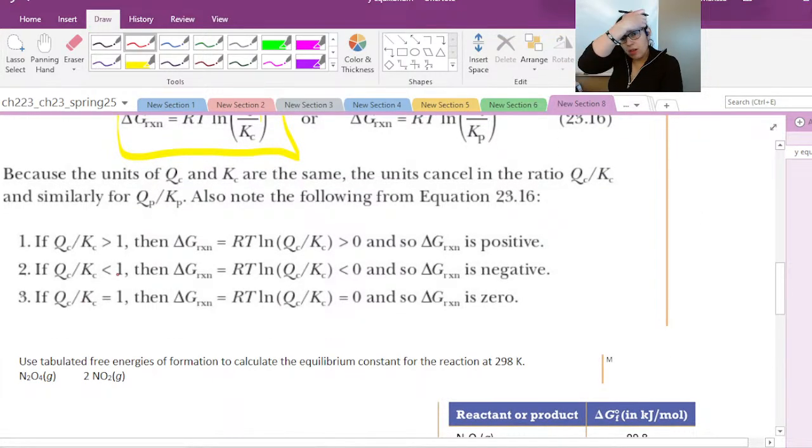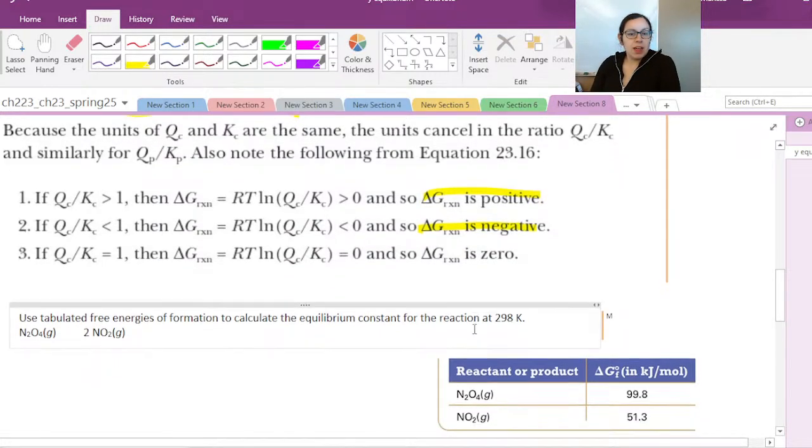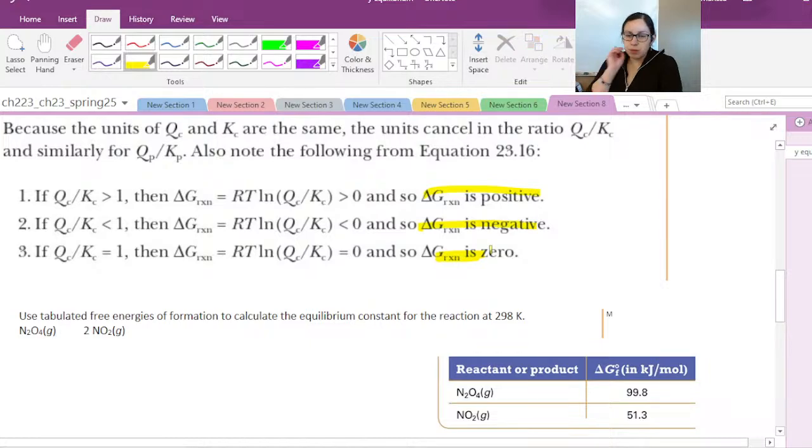And so then what we expect, again, if our Q is greater than our Kc, so it's greater than 1, then this value should be positive, saying that it's not spontaneous in the forward direction. And if it's less than, then we expect our delta G to be negative, again saying that it is spontaneous in the forward direction. And of course at equilibrium, we expect the delta G to be 0.